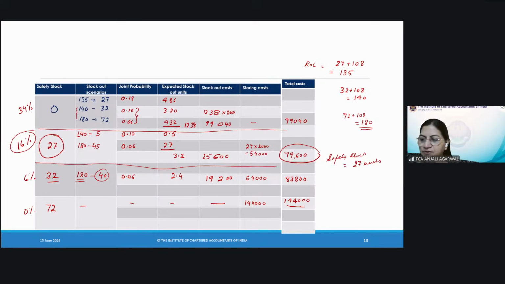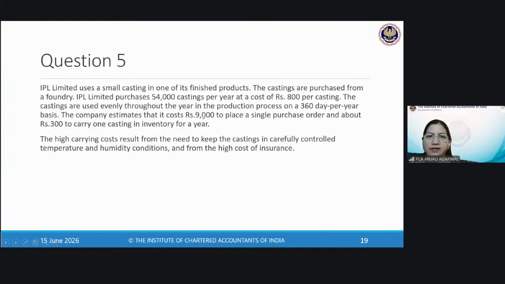I can give you a 2 minutes break here and then we can start with the employee cost. In case you have any questions, you may please ask regarding material. Okay.